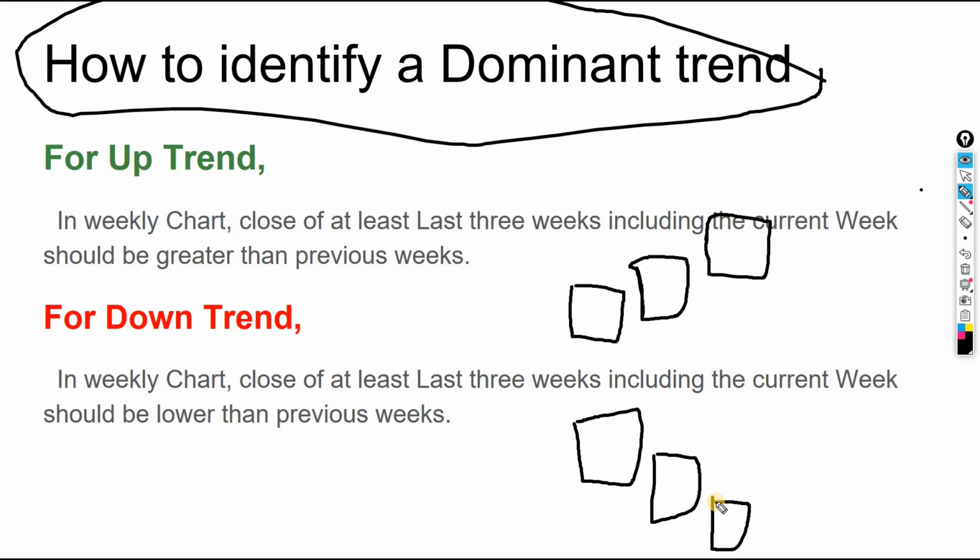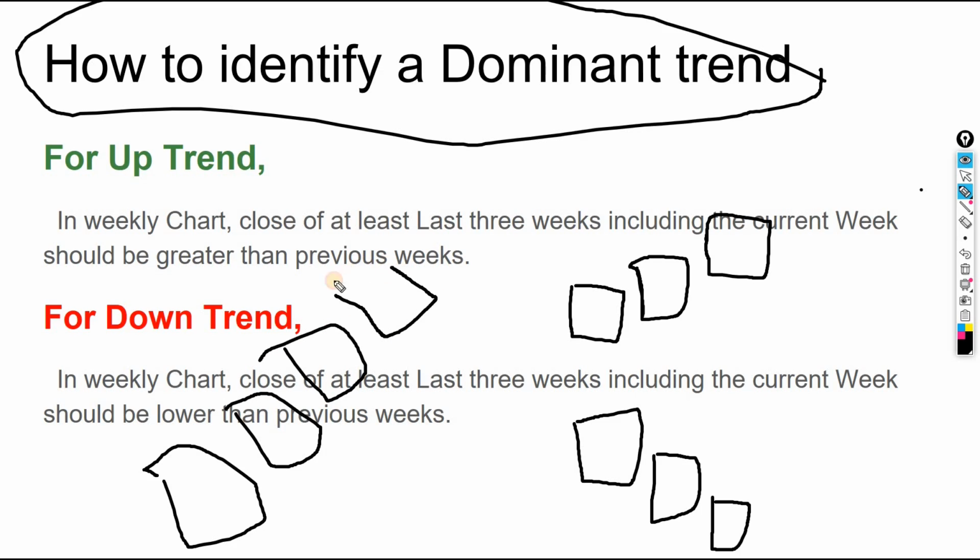So if I summarize, we are just looking for 2 weeks of bullish momentum and 2 weeks of bearish momentum. That will classify as uptrend and downtrend respectively. This is just a minimum criteria. Sometimes you will find that the inside bar is occurring after 3 weeks or after 4 weeks. That's totally fine. We can trade that. I will tell you how to do that.